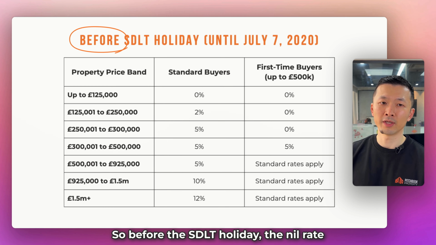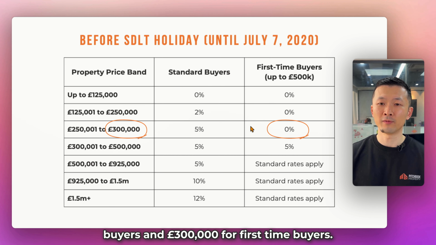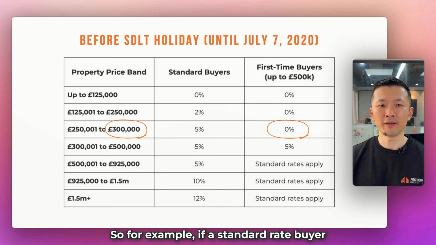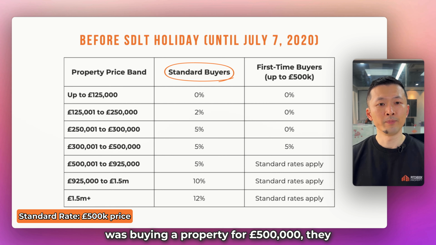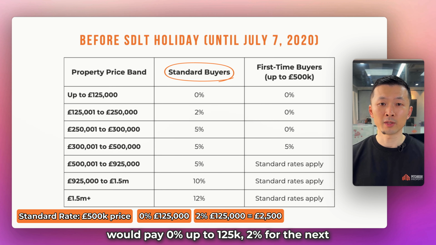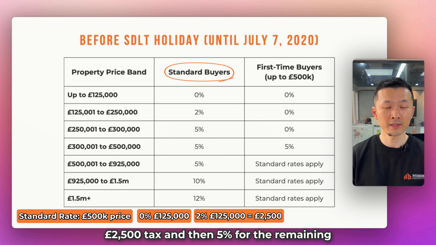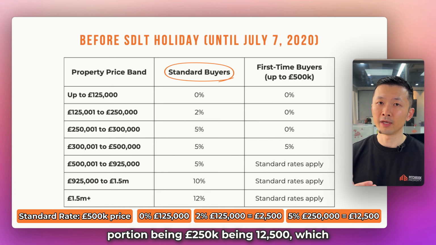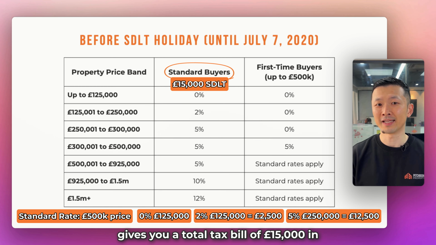So before the SDLT holiday, the nil rate threshold was set at £125,000 for standard buyers and £300,000 for first-time buyers. So for example, if a standard rate buyer was buying a property for £500,000, they would pay 0% up to 125k, 2% for the next portion being 125,000, so that equals to £2,500 tax, and then 5% for the remaining portion being 250k, being £12,500, which gives you a total tax bill of £15,000 in total.